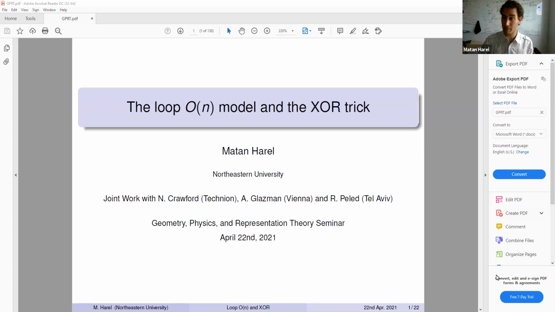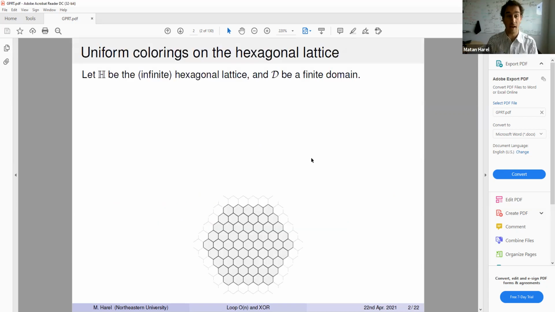So lattice models, the basic thing we have is the lattice. In this case, we're going to be working with the hexagonal lattice, which I'm going to call by blackboard H. This is an infinite graph, just repeating hexagon faces. Each vertex is of degree 3. And I'm going to use the calligraphic D to describe a finite subset of this graph. And the kind of models we're talking about are going to be loop models on this graph.